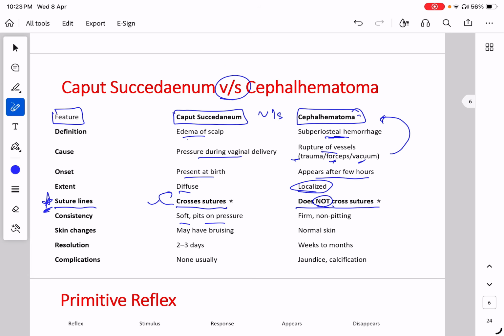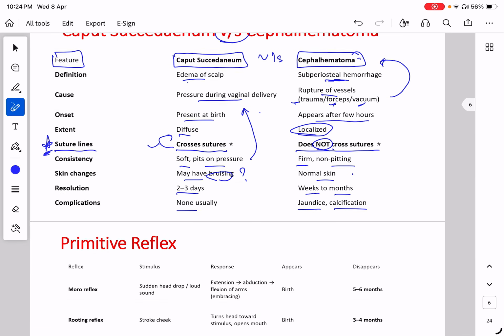Consistency: caput is soft and pits on pressure, while cephalhematoma is firm and non-pitting. Skin changes: there may be bruising in caput, and normal skin in cephalhematoma. Why bruising? Because it is due to the pressure during vaginal delivery, while skin is usually normal in cephalhematoma because it is due to rupture of vessels. Now, resolution: in 2 to 3 days caput usually disappears, and cephalhematoma takes weeks to months. Complications: there are usually no complications of caput, while severe cephalhematoma may lead to severe jaundice and calcification. So, this is a very important table for MCQs, and from all these parameters, MCQs can be asked.